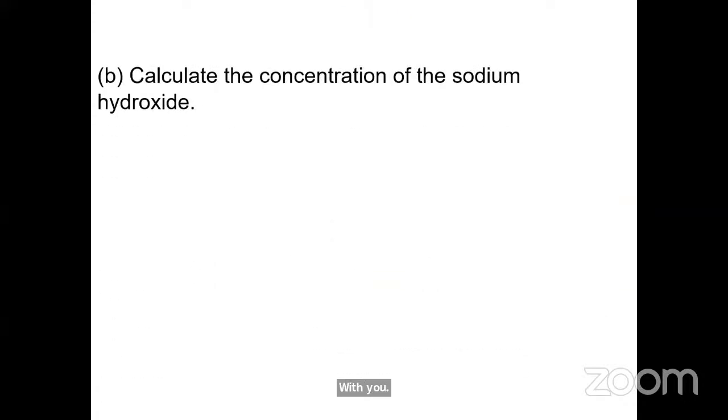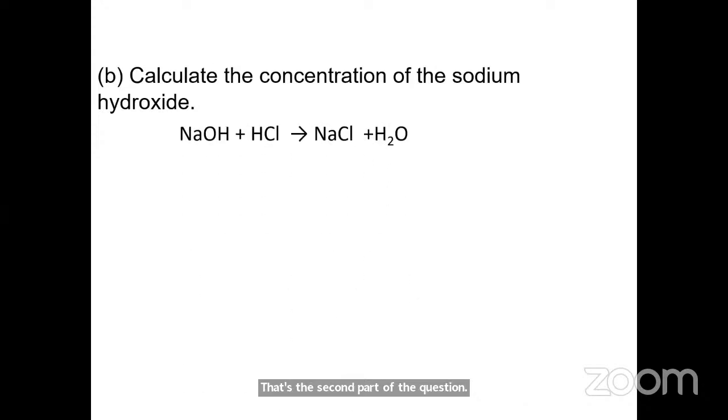Moving on. The second part of the question. Calculate the concentration of the sodium hydroxide. That is the second part of the question. What information do we need? The balanced chemical equation. Always.